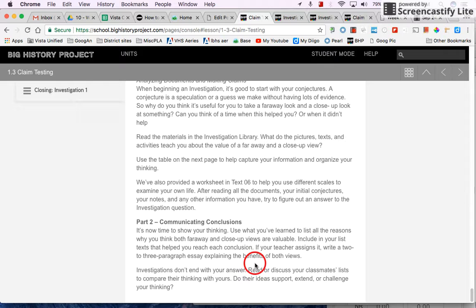But yes, you do have to list at least, let's just say at least 2 reasons for each, citing at least 1 of the articles for each reason. So that's a total of 4 articles, or maybe you're using 1 article for 2 reasons. That's fine too. But again, 2 reasons at least why a close-in view is useful and helpful and valuable, and 2 reasons at least why a zoomed out, wide view, or far away view, is really valuable. And again, in all cases, cite 1 of the texts that you use to come to your conclusions. Okay, so that is the work of this week.